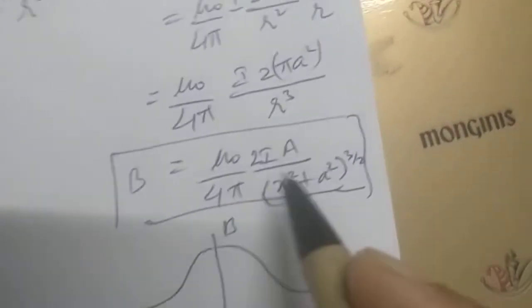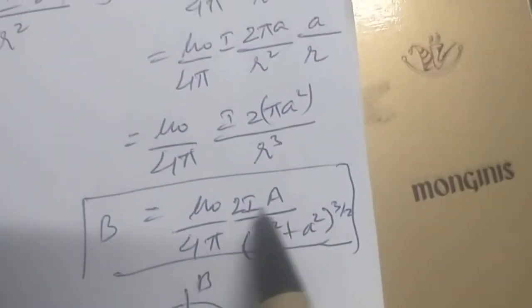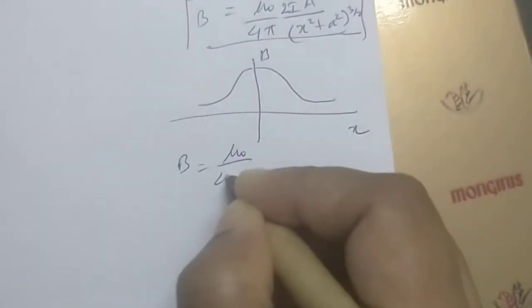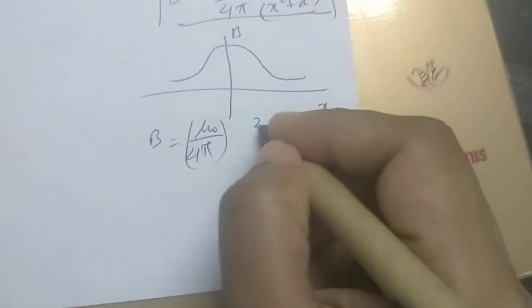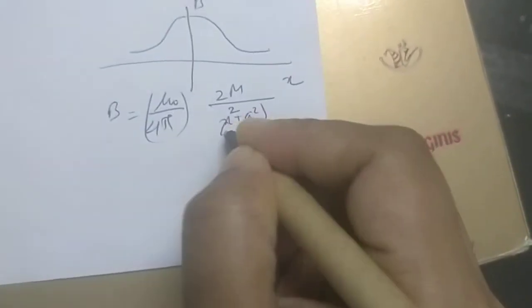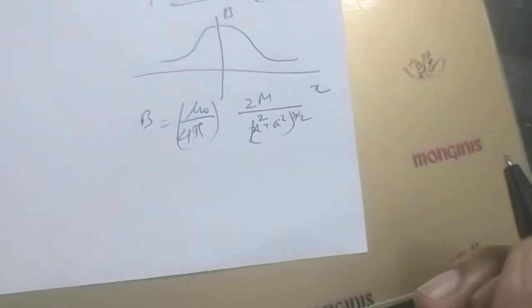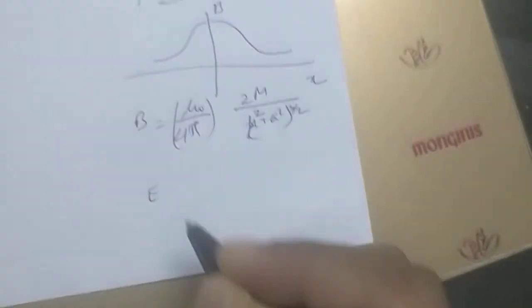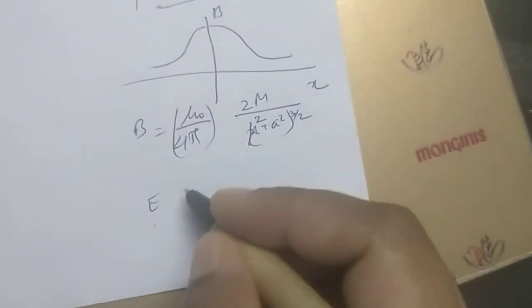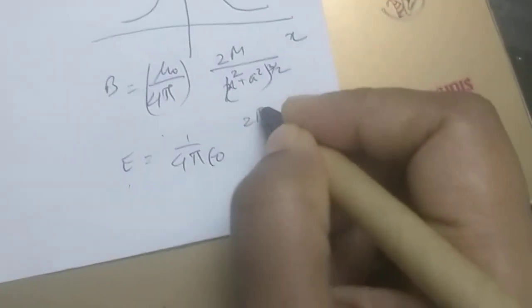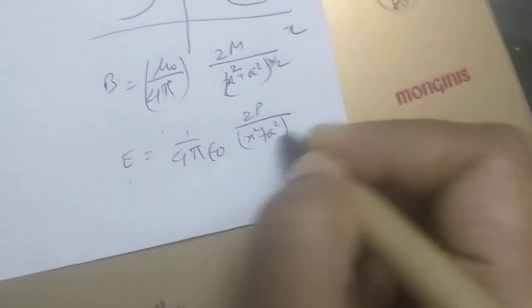Now see this expression which we are getting. Here π I a is the magnetic moment of a current carrying loop. So what we get is the magnetic field equal to μ0 by 4π, which is a constant in magnetism, into 2m upon x squared plus a squared raised to power 3 by 2. A similar expression we got in electrostatics, the electric field along the axial line of an electric dipole. There we got 1 by 4π epsilon naught, 2p by x squared plus a squared raised to power 3 by 2.